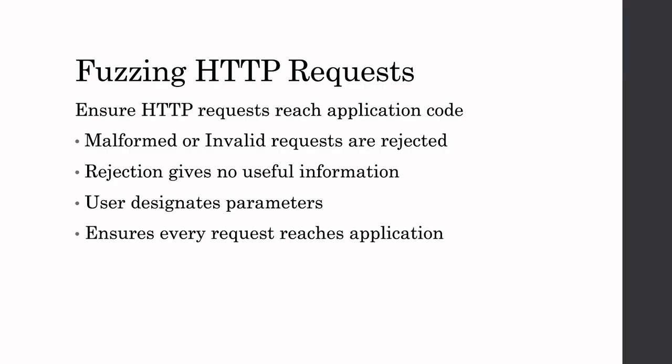So to get around that, you actually have to set up which parameters are being sent. So the user has to say, okay, this is the group of parameters that are being fuzzed. This is the one that needs to be fuzzed. It takes a little bit more work than automatically fuzzing, but it ensures that every request is valid, that it's going to reach the application, and it's not going to be rejected, and we will get useful responses.